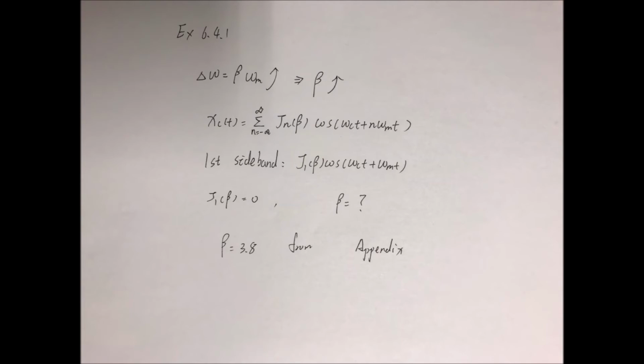Okay, so the first sideband. You look at which one? J1 beta, right? Cosine of (omega c t plus omega m t) here, n equals 1. This is my first sideband. So we know the first sideband is changing and beta is changing. The change is related to my Bessel function, J1 beta.